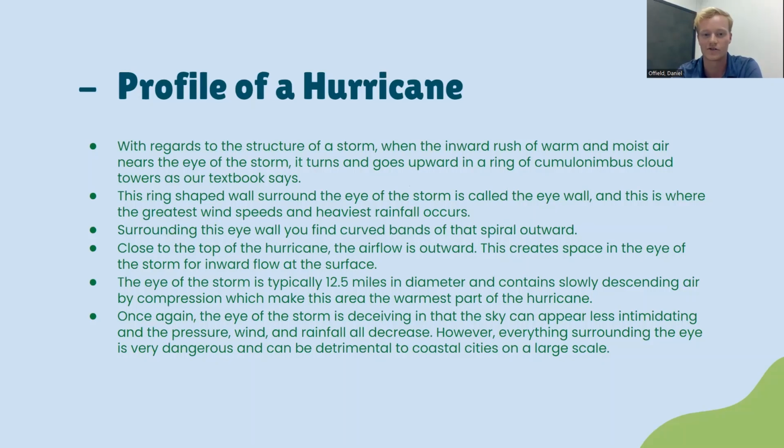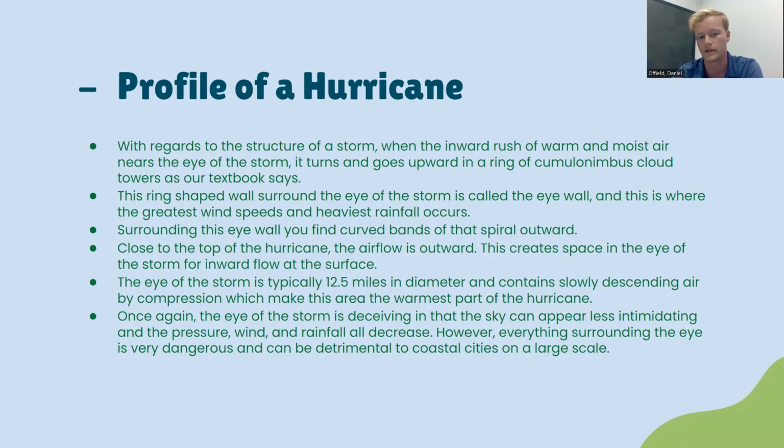This ring-shaped wall surrounds the eye of the storm, and this is called the eye wall. And this is where the greatest wind speeds and heaviest rainfall occur. And surrounding this eye wall, you find curved bands that spiral outward. And close to the top of the hurricane, the airflow is outwards, creating a space in the eye of the storm for inward flow at the surface.